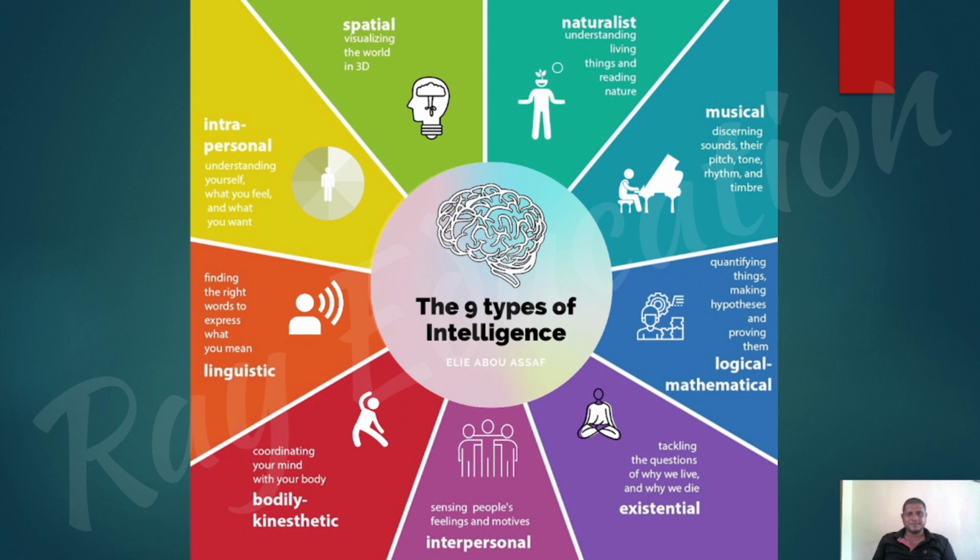Next one is intrapersonal intelligence. Yes, in interpersonal intelligence, we are going to communicate with someone else. We are going to say something, and he is going to understand the same thing. But intrapersonal is different. We are going to understand ourselves, what we are coming to say. That's the important thing, you know. Understanding yourself, what you feel and what you want.